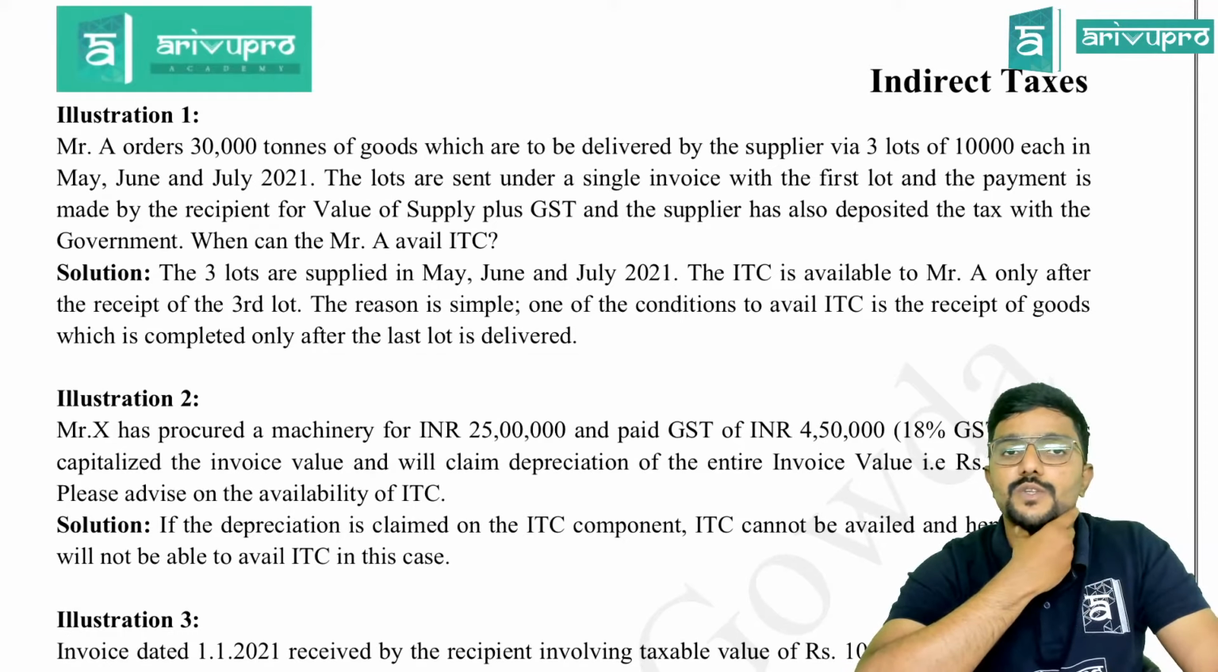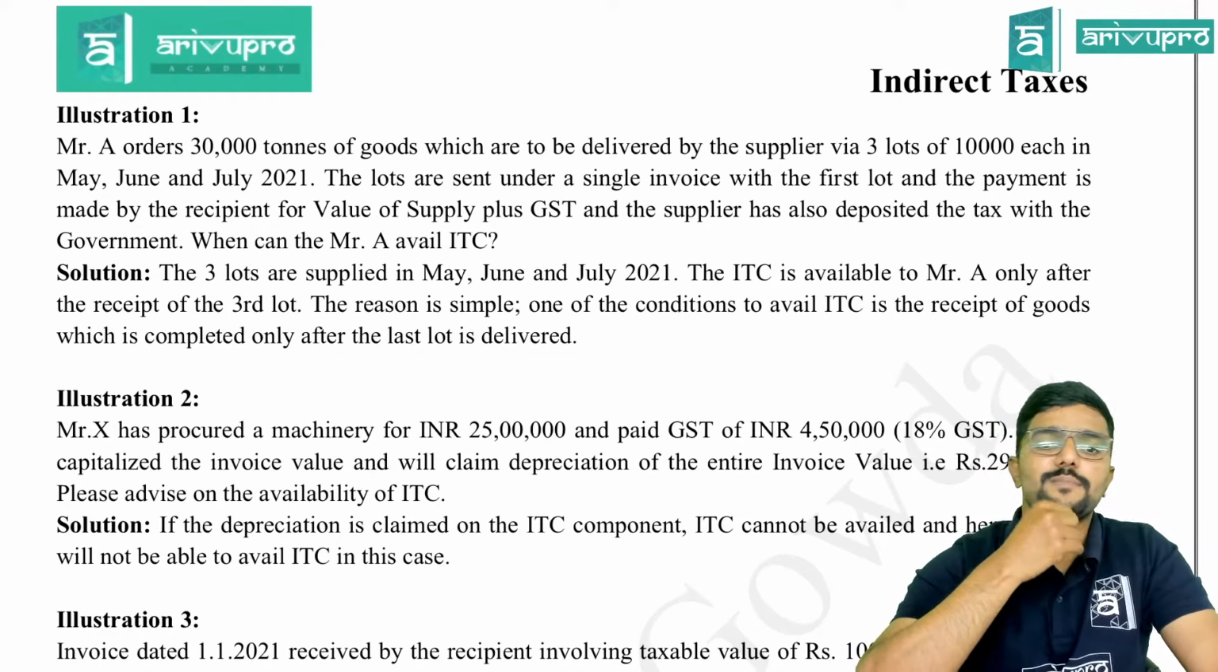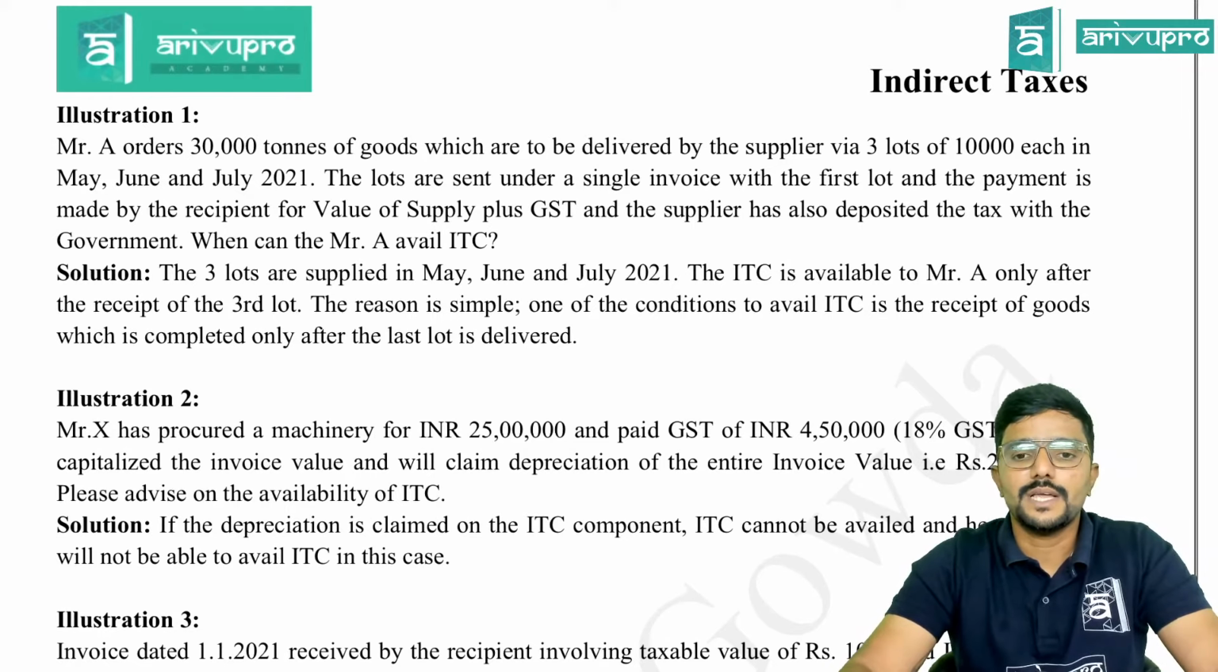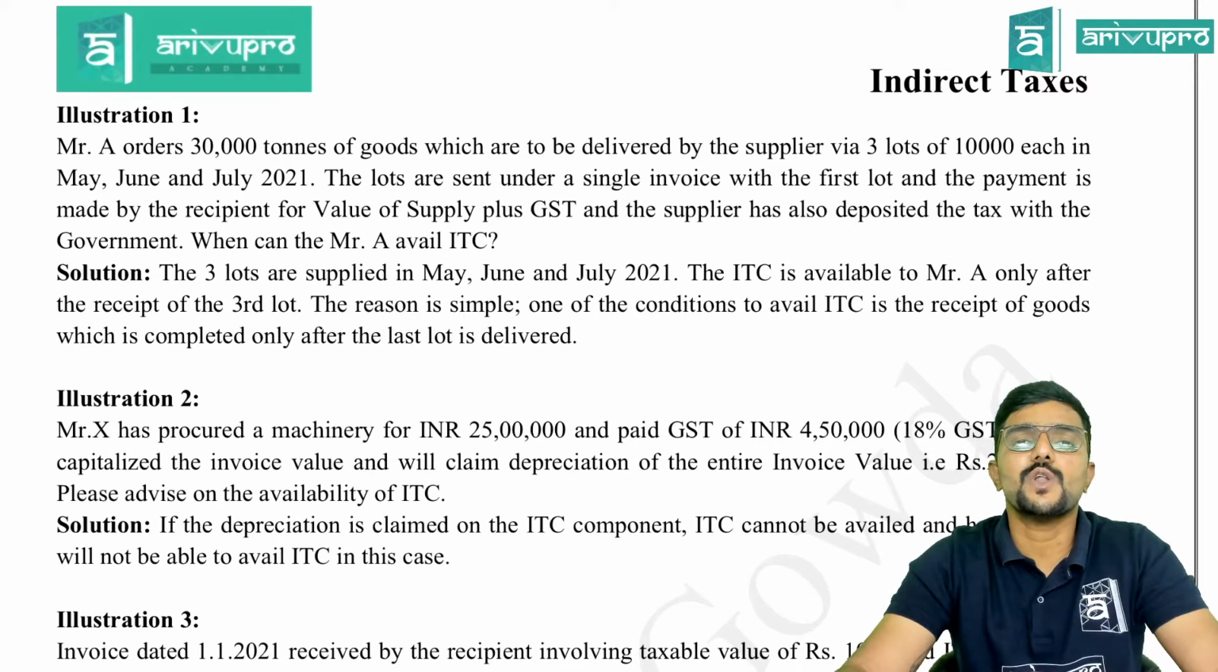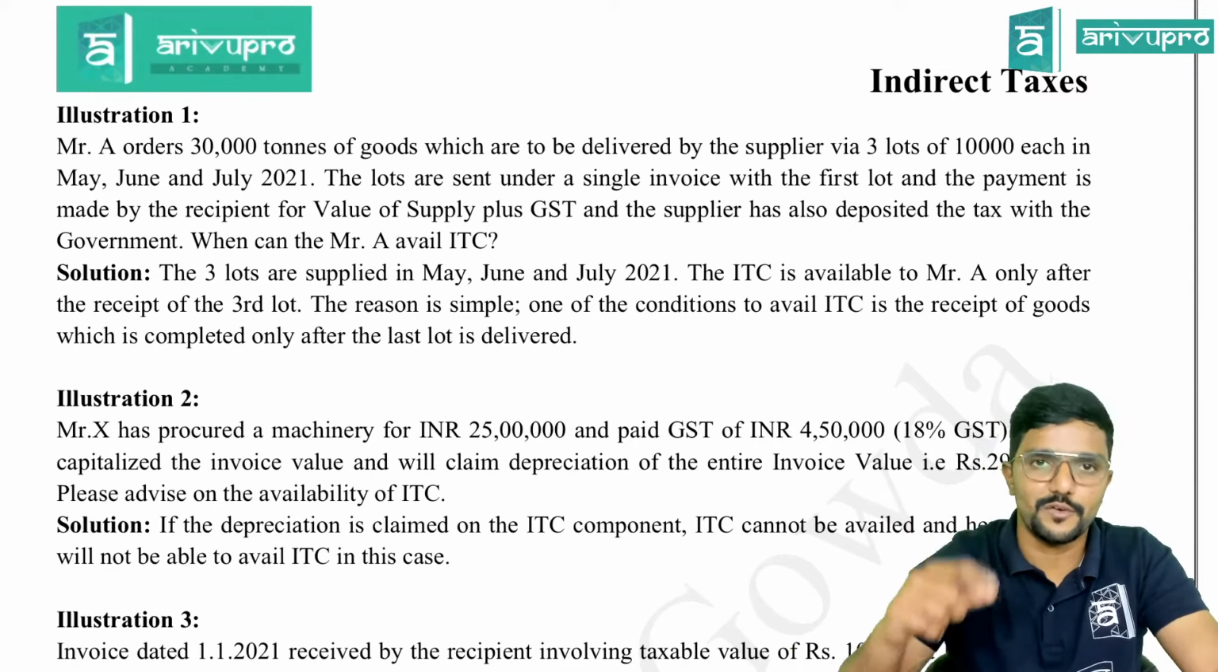The solution: the 3 lots are supplied in May, June and July. The ITC is available to Mr. A only after the receipt of the 3rd lot, that is in July 2021. The reason is simple. One of the conditions to avail ITC is receipt of goods, which is complete only after the last lot is delivered. This is as per the proviso.